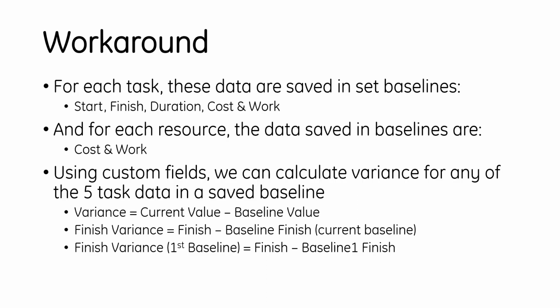But what he wants is, assuming the field, what we want to call finish variance against the first baseline, and that will be finish date minus baseline 1 finish. I'm assuming baseline 1 is the first baseline that's saved. So yeah, that's the intro. Let's open a schedule and look into this.